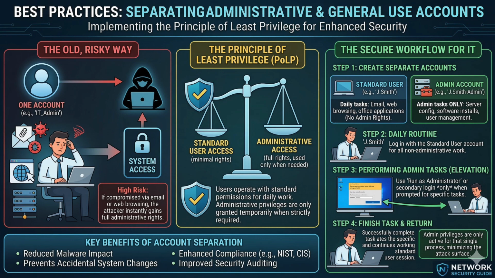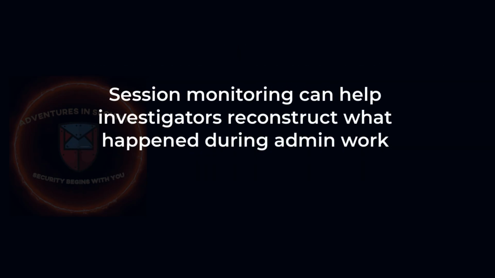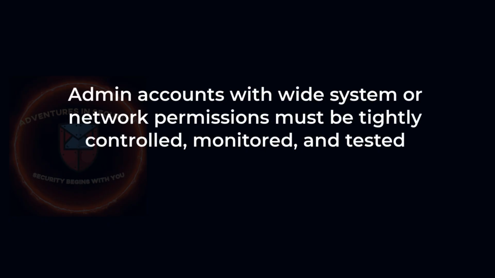Another best practice is just-in-time access, where elevated permissions are granted only when needed and for a limited period. Closely related is just enough access, meaning administrators receive only the specific privileges required for a task, not blanket authority. High-risk actions should require stronger authentication, approvals, and detailed logging. Session monitoring can also help investigators reconstruct what happened during sensitive administrative work. Finally, emergency or break glass accounts must exist for outages, but they should be tightly controlled, monitored, and tested.